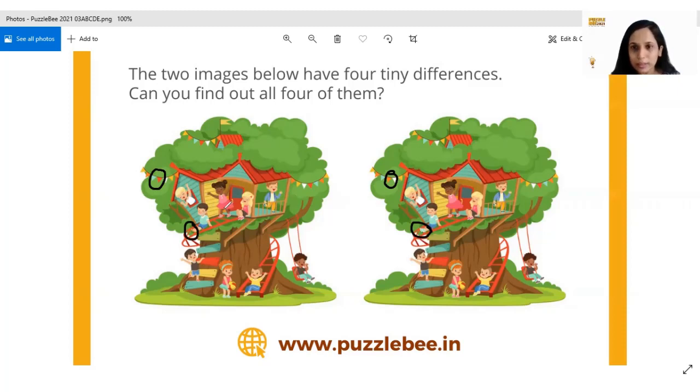Then let's observe this girl. Pink frock, pink frock. Hairstyle looks the same, so nothing here. Then let's take a look at this girl. Pink shoes, pink shoes. The clothes look the same as well. Hair color is same, but then here she has a bow and here she has nothing. So that's difference number 3.